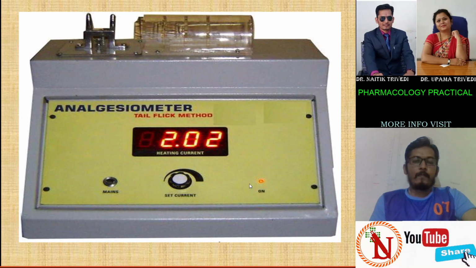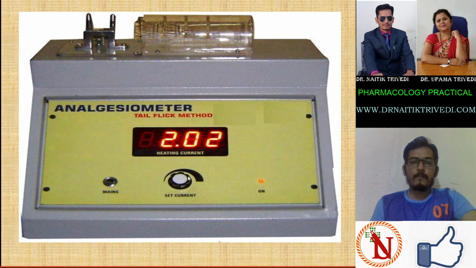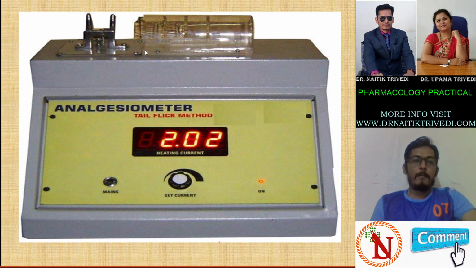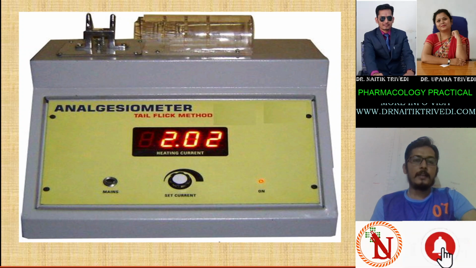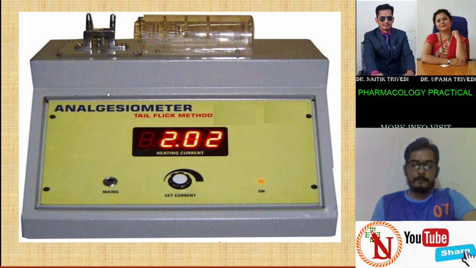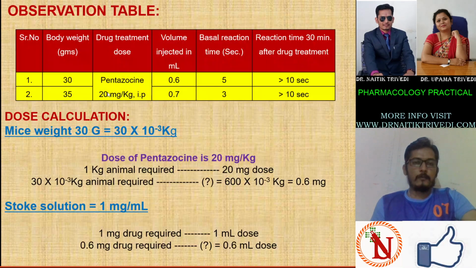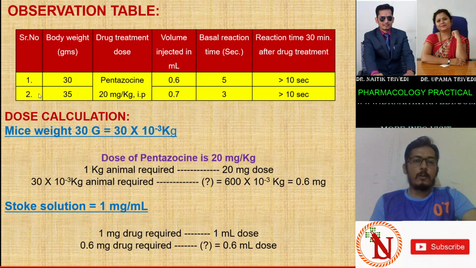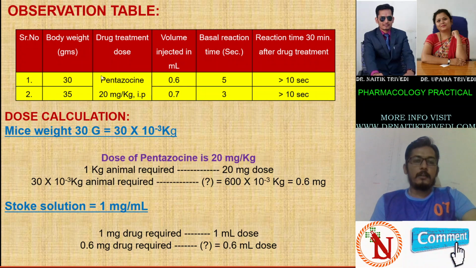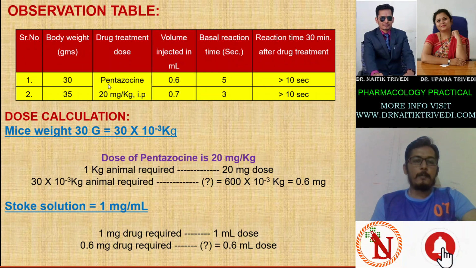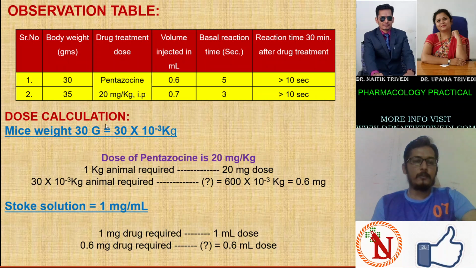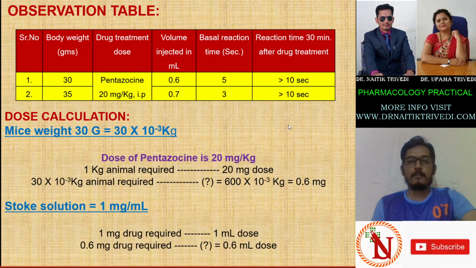This one is the tail flick analgesiometer. Here we can keep the rat or mice and put the tail on this area. I will show you the video. First we'll see the observation table. Weigh the mice or rat; the drug we will use is pentazocine. For the volume injected, I have given you the calculation of how to calculate the drug.